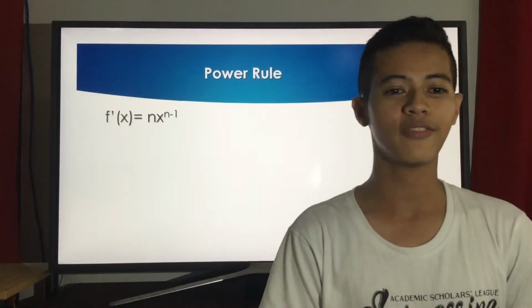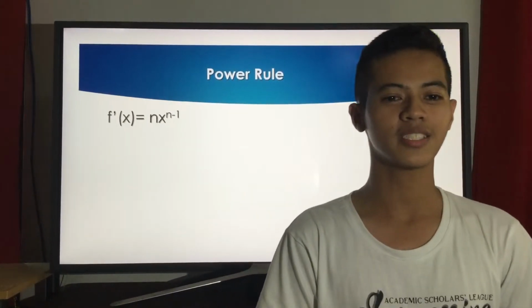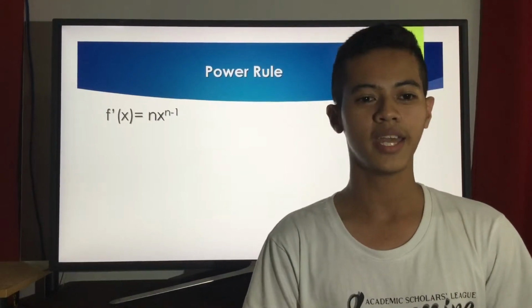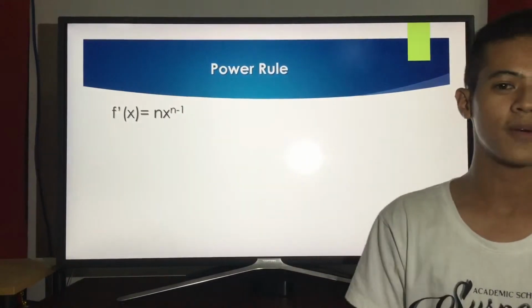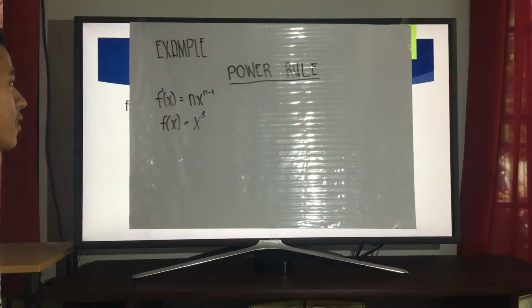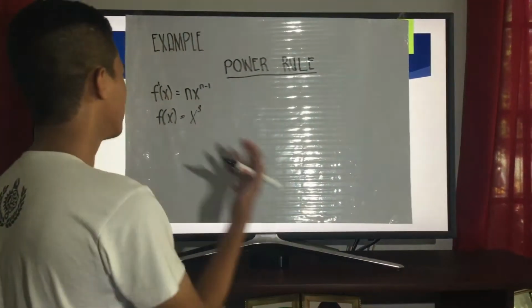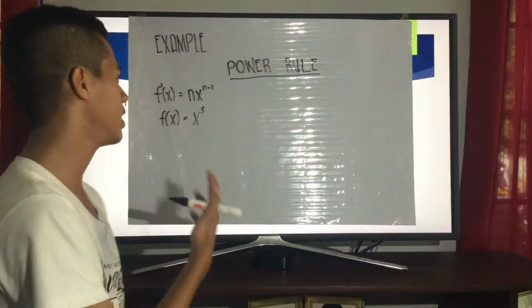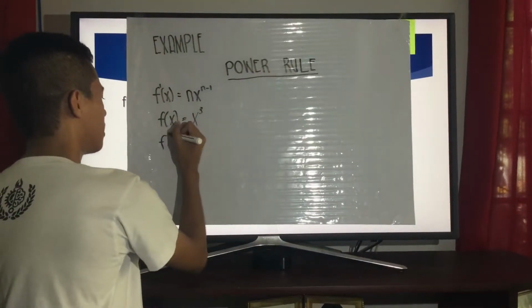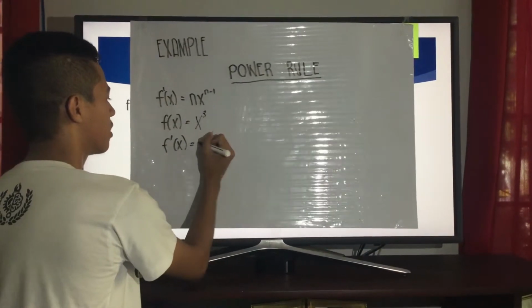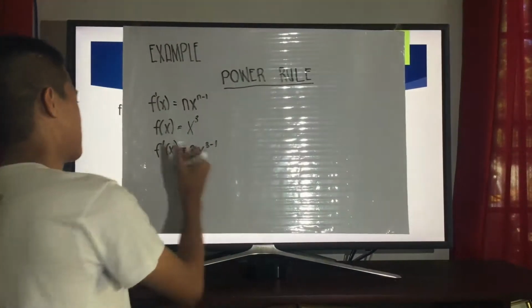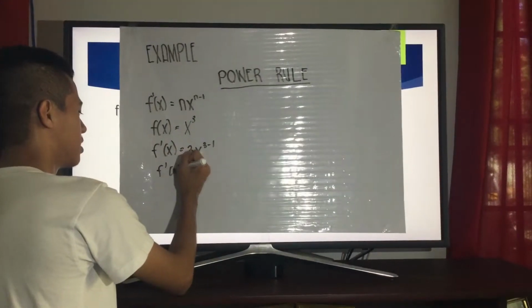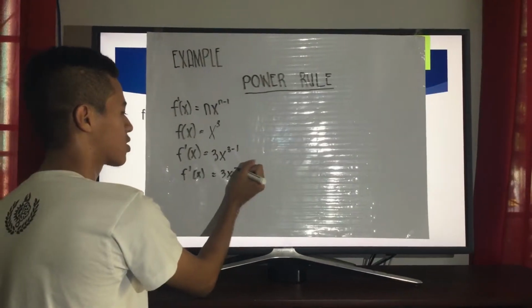It was stated that if n is a real number, then f of x is equals to x raised to the power of n and differentiable. And f prime of x is equals to n x raised to the power of n minus 1. An example of power rule. So our given is f of x is equals to x cubed. So in our formula, nx raised to the power of n minus 1. So f prime of x is equals to 3x to the power of 3 minus 1. So let's simplify it. F prime of x is equals to 3x squared.